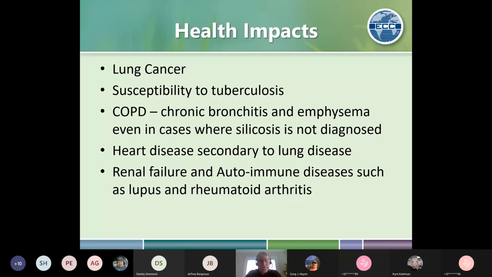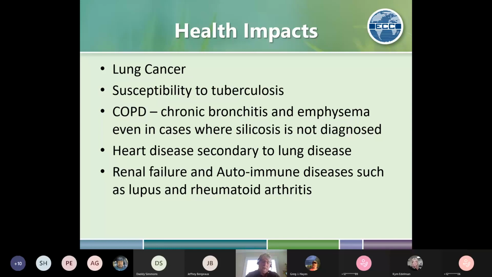Another health impact would be heart disease, secondary to the lung disease. Of course, if your lungs aren't working right, your body still needs that oxygen. How does it try to get it? By making the heart work harder, pumping more blood through your lungs, throughout your body to try to get oxygen where it needs to go. That extra work on your heart over time can lead to heart disease.